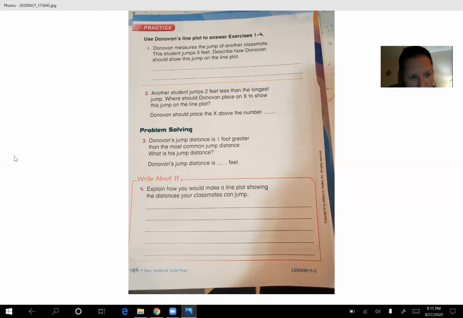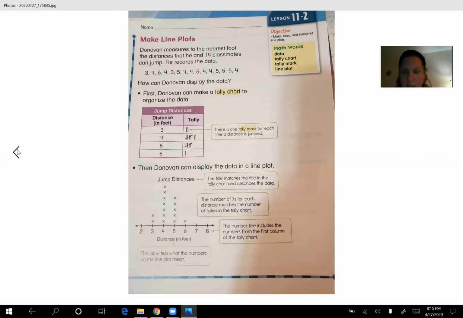Okay, I'm going to go back. It said somebody jumped 5 feet. So how would this change our line plot if another person jumped 5 feet? Think about it for a second. Do you know what the answer is? You just put another X up here above the 5. So now you have 6 people that jumped 5 feet.